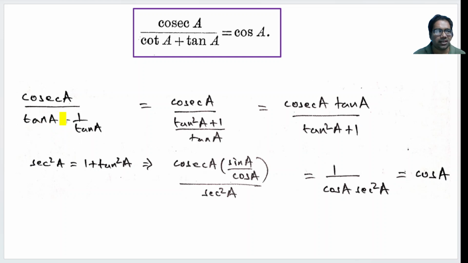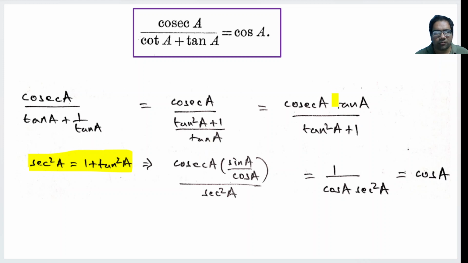If we do the multiplication, it is tan square A plus 1 by tan A. Then this tan A in the denominator we can take to the top. So this becomes cosecant A into tan A by tan square A plus 1. We know secant square A equals 1 plus tan square A. Right, we already know that secant square A minus 1 equals tan square A. So this is important here. We should remember these relations. We should commit these relations to memory. These are very basic, like sin square A plus cos square A equals 1. Likewise, secant square A minus tan square A equals 1. We should commit this to memory.